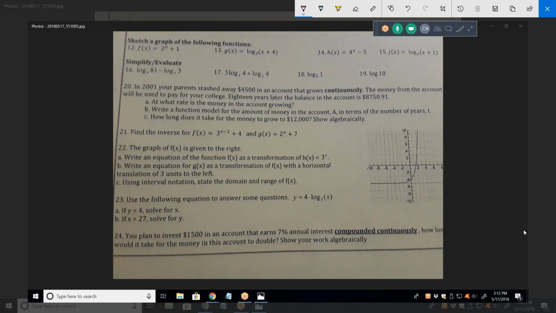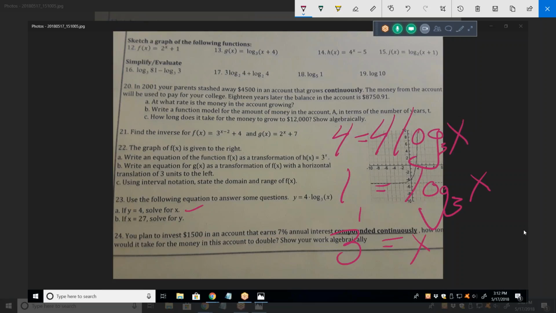What's the first thing I should do if y equals 4? Put 4 in for y. So yeah, 4 equals 4 times log base 3 of x. Now what? Then divide by 4. So it's 1 equals log base 3 of x. Now what? 3 to the 1 equals x. So that's 3. Correct. In other words, the way you solve log equations is you turn them back into exponentials.